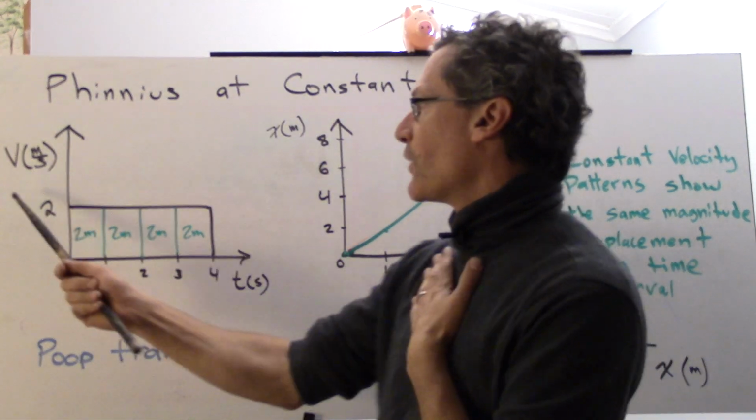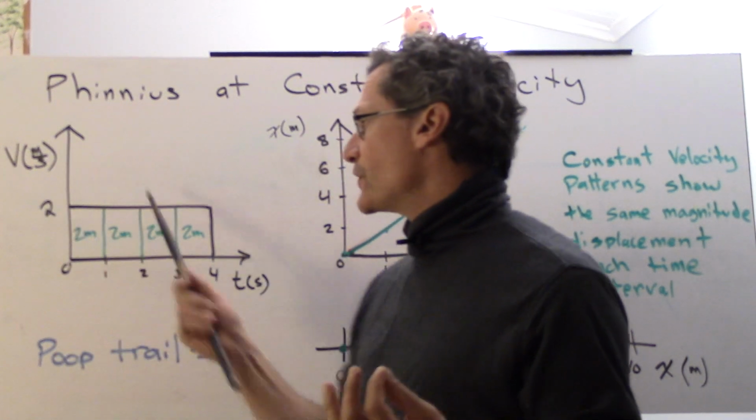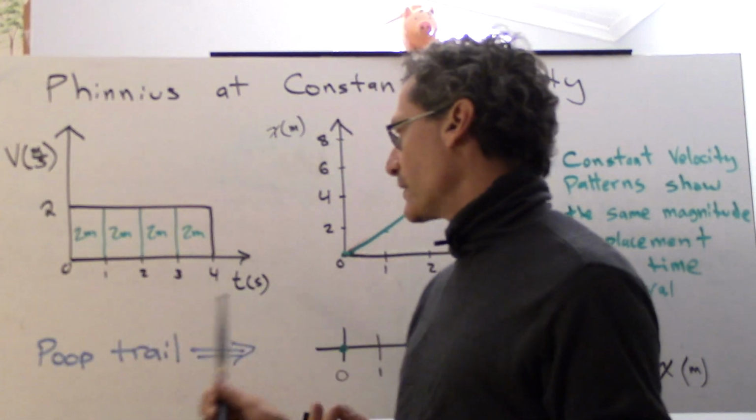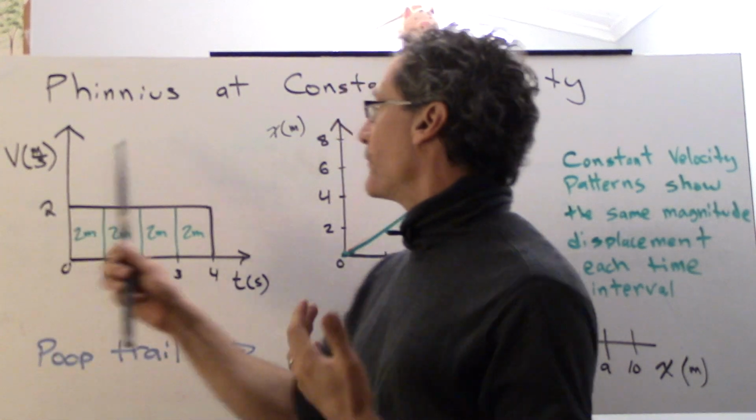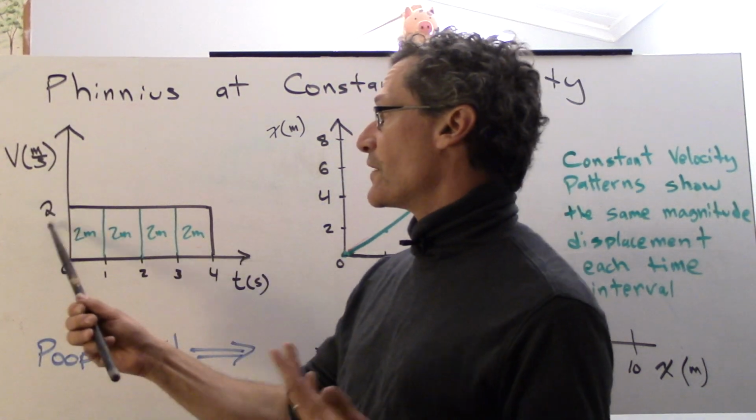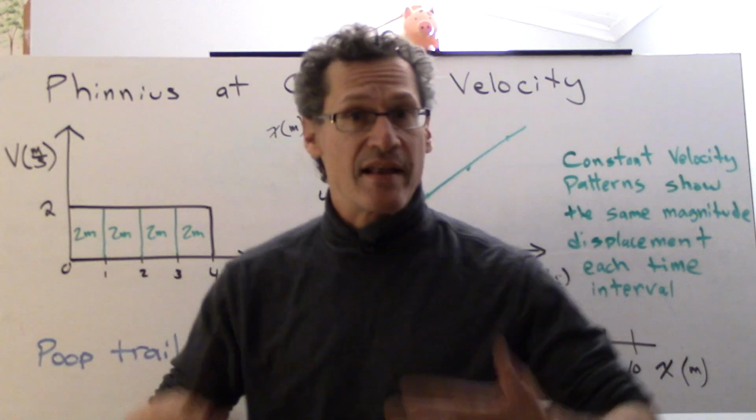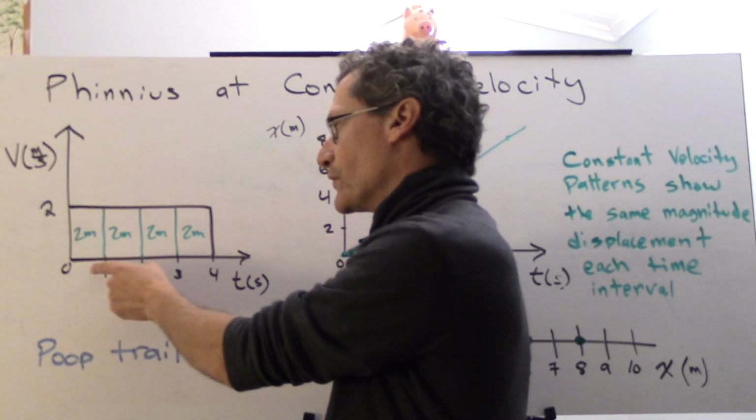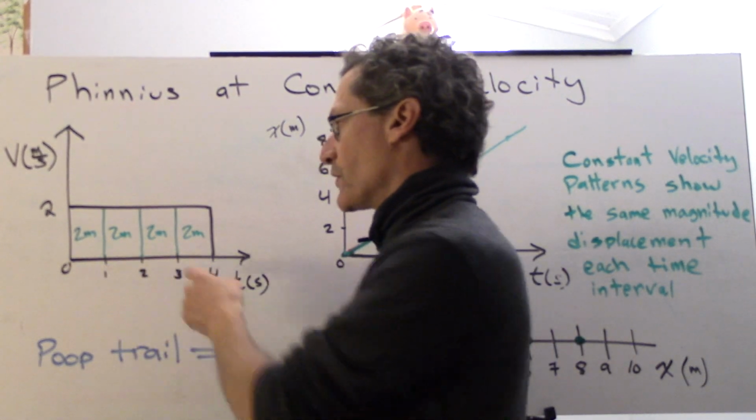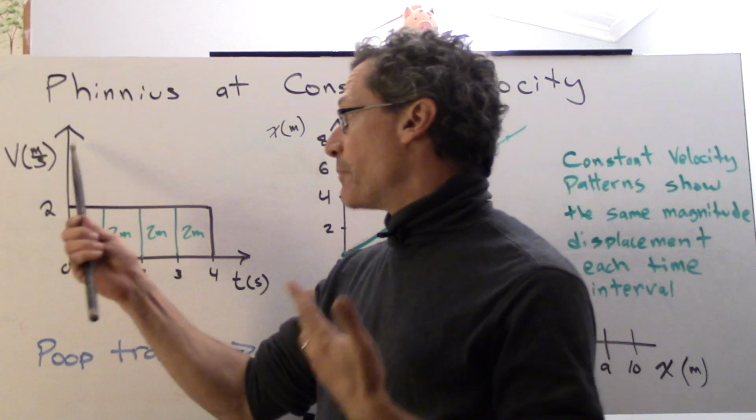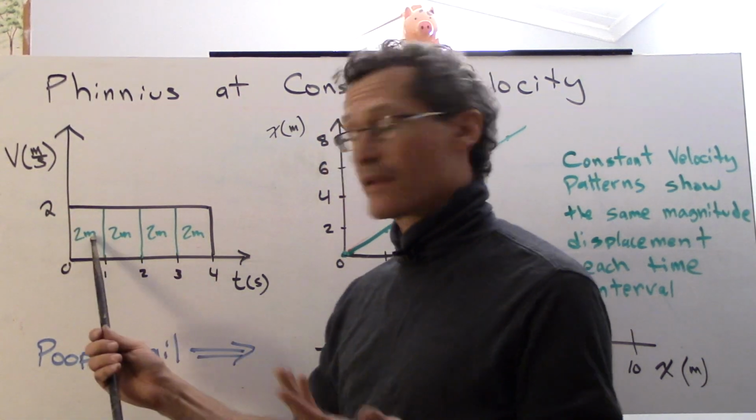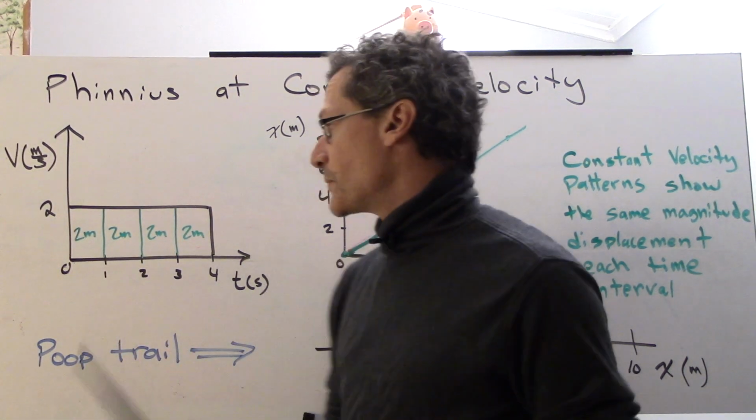So here we go. We have a velocity versus time graph, meters per second and seconds. And if Phinnius moves at a constant velocity of say 2 meters per second, that means that every second that goes by, he'll have moved 2 meters forward, 2 meters forward, 2 meters forward. Recall that the area bounded by the velocity versus time graph gives us the displacement relative to the previous position.